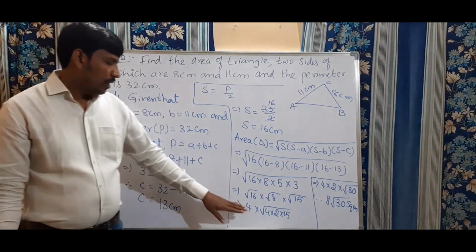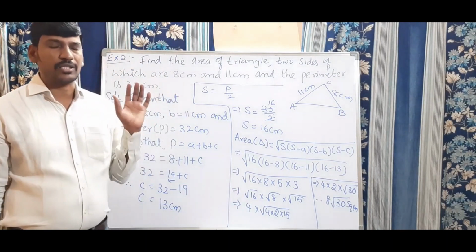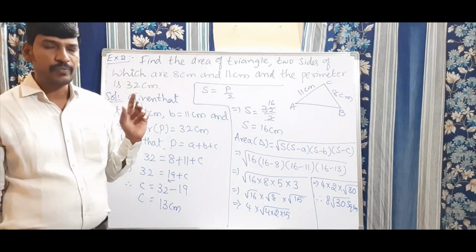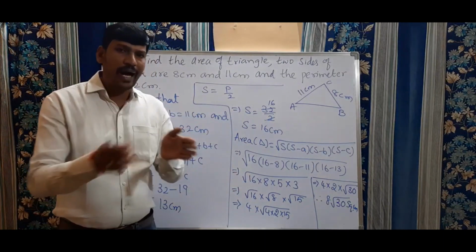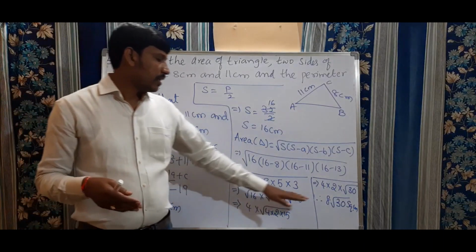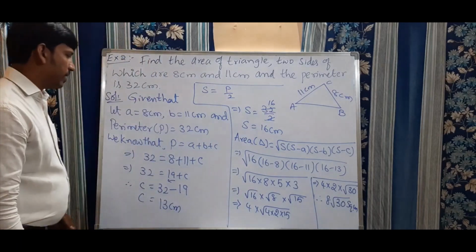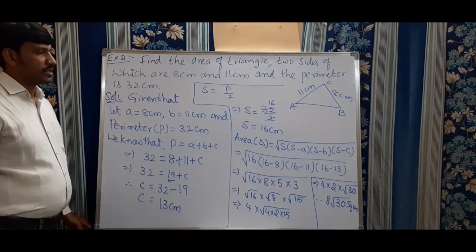Clear? Now here you have to be perfect in the square roots. Already last year we discussed squares and square roots. Okay, we have to split each and every value in such a way that we get the square root. Is this clear, my dears? The answer is 8 root 30 square centimeters. Is this clear, my dears? Please copy this.